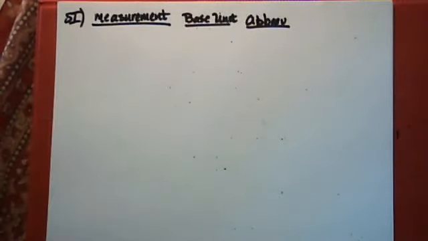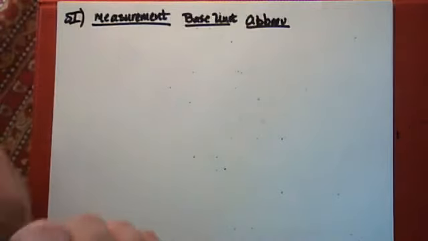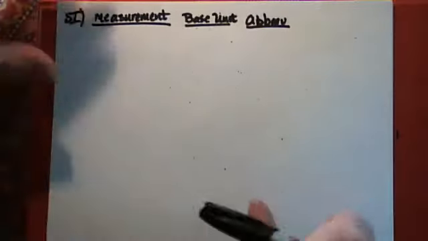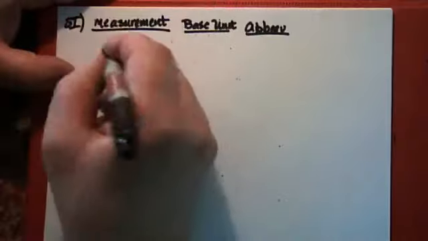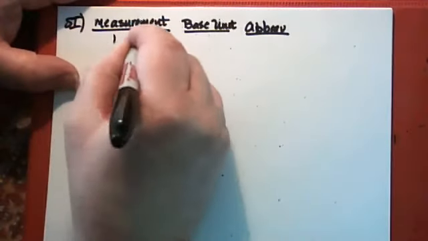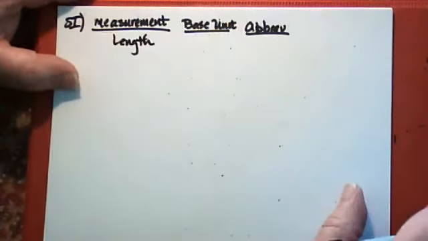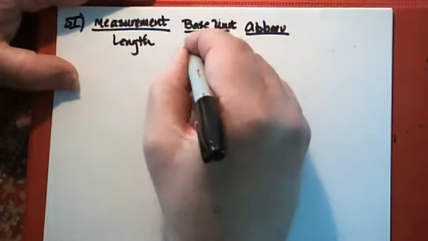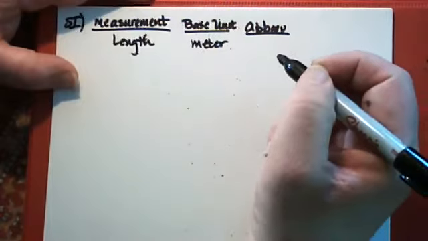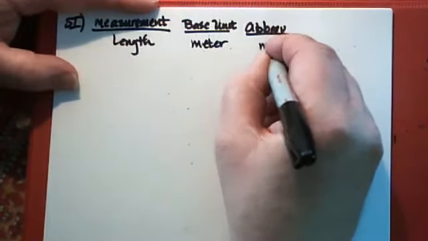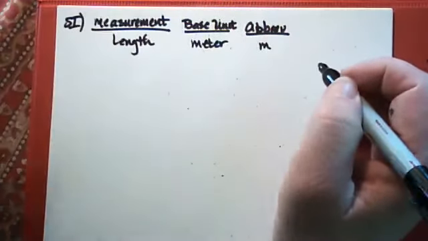Okay, so with the SI system of measurement, there are certain types of units that are sort of the official unit for certain types of measurement. So if you're looking at length, the official unit would be the meter. A meter is just a little bit longer than a yard, and its symbol is M, lowercase m.